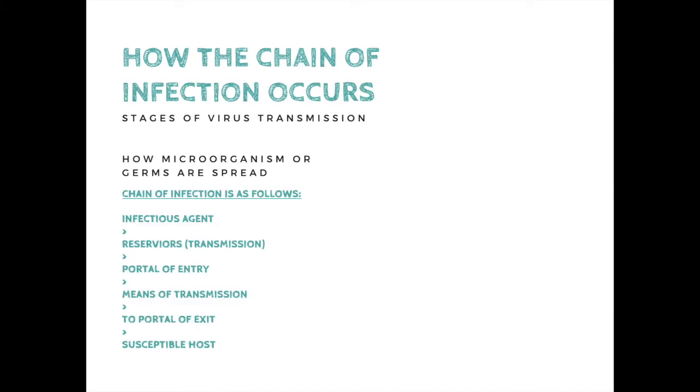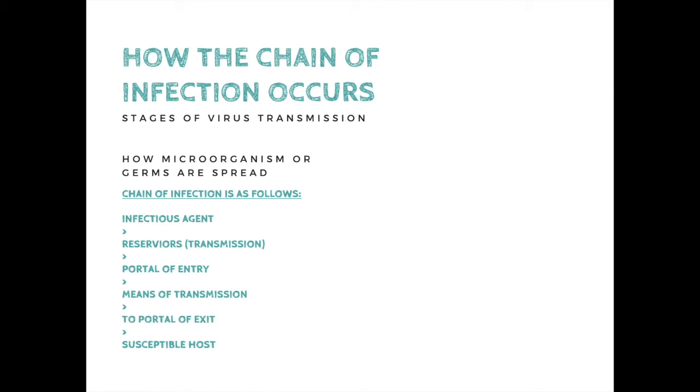When we're understanding the chain of infection, we have to understand the stages at which the virus is transmitted and how the microorganisms or germs are spread. The chain of infection is as follows. The infectious agent goes to the reservoir, goes to the portal of exit, goes to the means of transmission, passes through the portal of entry to the susceptible host.